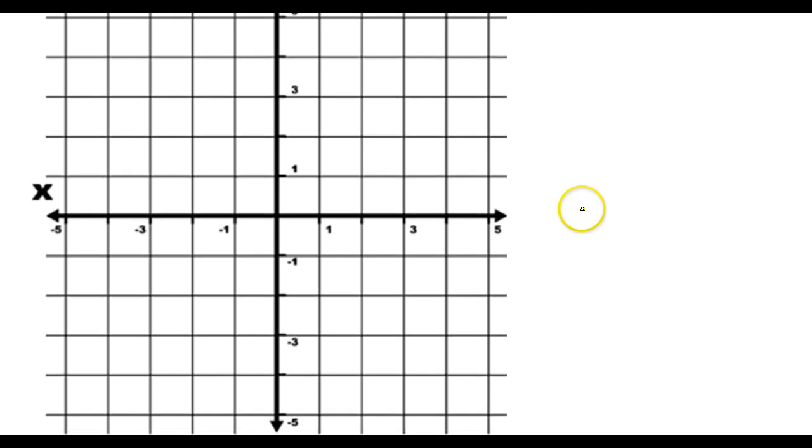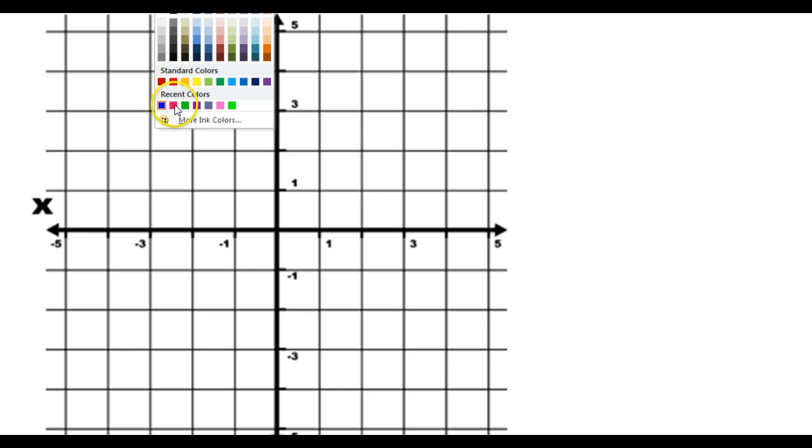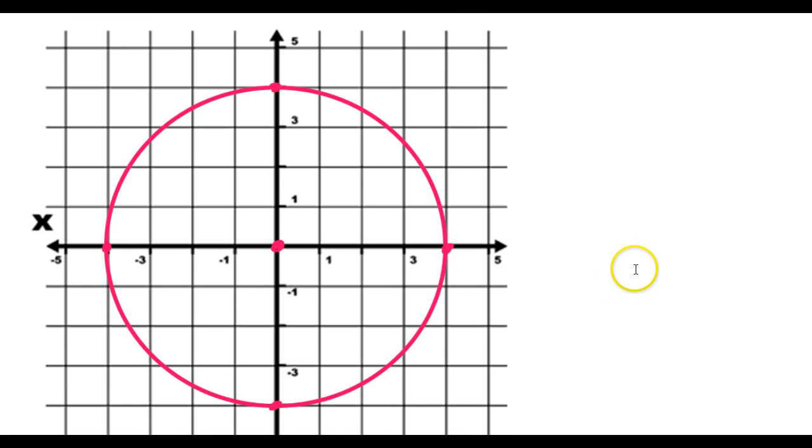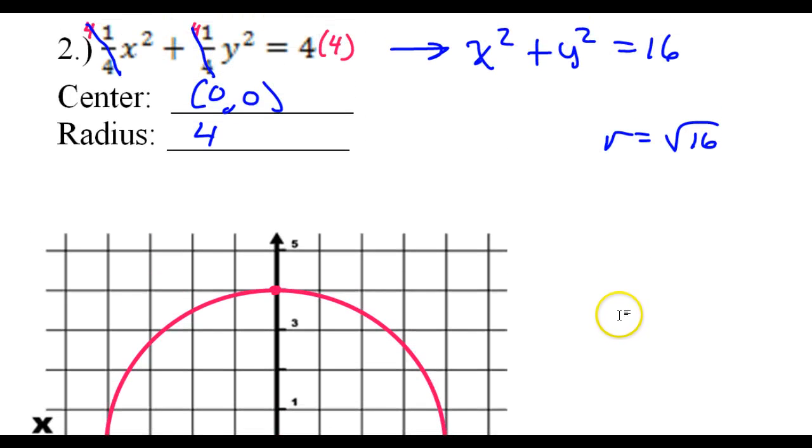So again, we can graph this pretty easily. The center is (0, 0), and we go 4 in all directions. So there you go. So that was number 2.